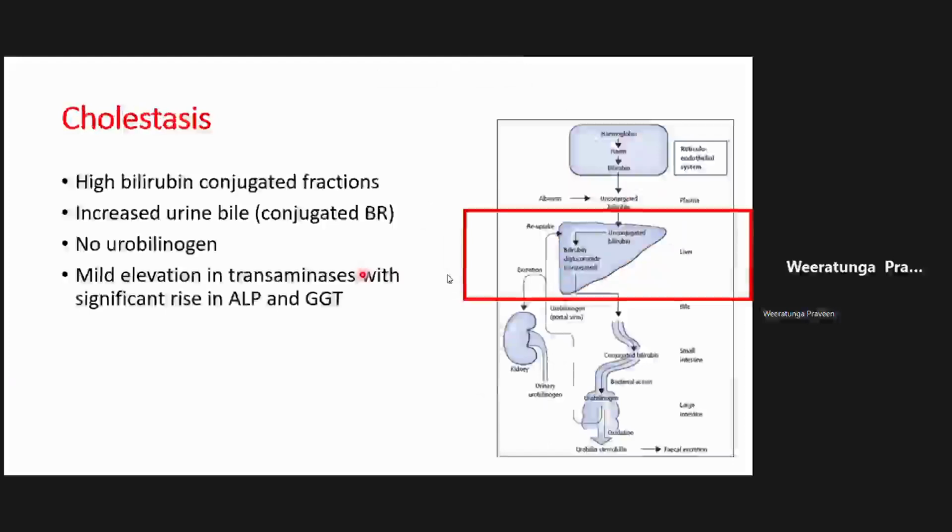It regurgitates back into the bloodstream because it's very water soluble and is excreted in the urine. So that is bilirubin diglucuronide. Remember, bilirubin diglucuronide and urobilinogen are two different substances. Right? Bilirubin diglucuronide and urobilinogen are completely different substances.